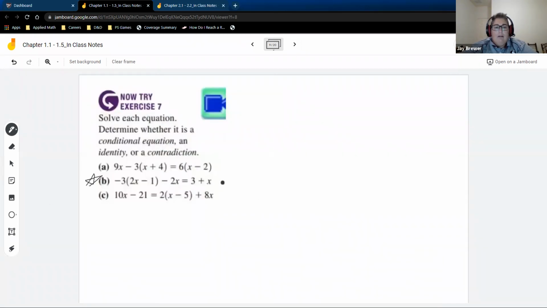Okay, so let's worry about equation B now. So we're going to distribute again. Negative 3 times 2x will give us negative 6x. Negative 3 times negative 1 will give us a positive 3. Minus 2x equals 3x. Okay, well, negative 6x minus 2x is going to give us a negative 8x plus 3. Oh, this is 3 plus x. This is why you always pay attention to what's going on.